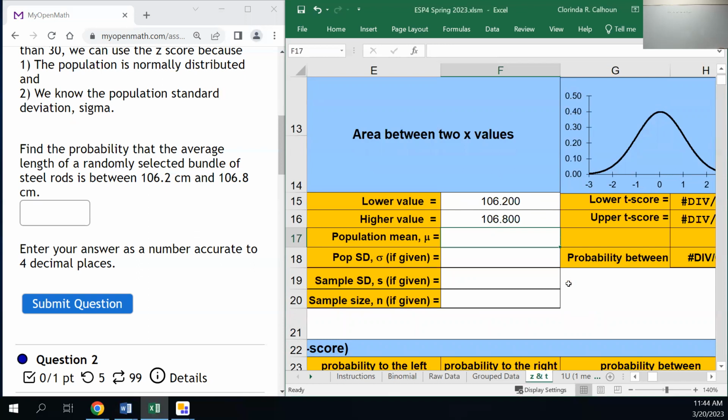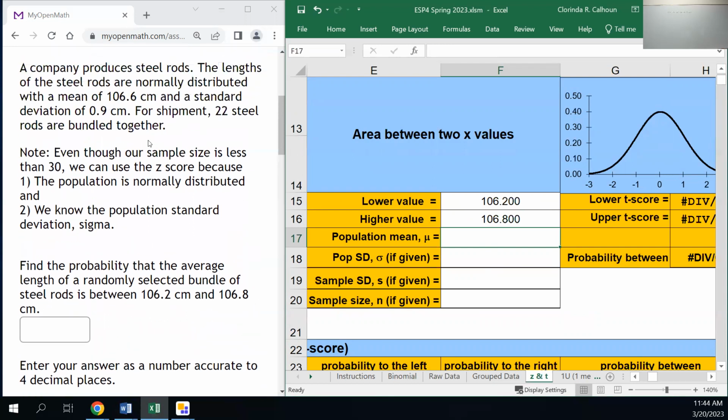There's not a whole lot of difference between my 2 values here. And then we need the mean from the top because that is our population mean and our population standard deviation. Then the sample size is the bundles. How many are in your bundle?